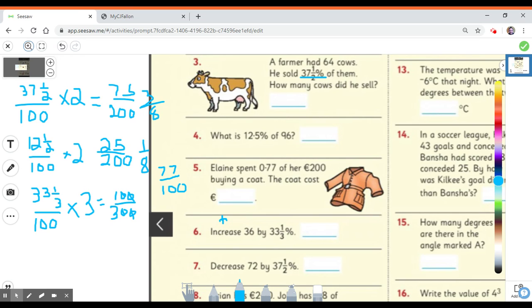Now, decrease 72 by 37.5%. Well, we learned 37.5% was 3/8. So we will divide by the bottom, multiply by the top, and this time, since we're decreasing, we will subtract it. So have a go at doing that.